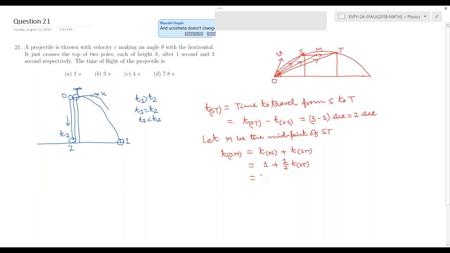So the reason is that u cos theta doesn't change. That is the reason, because the initial velocity with which this has been thrown, the condition of a projectile motion is that the horizontal velocity has to be uniform in the entire journey. So that is why it is equal. And another question I was expecting: how can I consider time as a vector? I can consider displacement as a vector, I can consider velocity as a vector, but how can I consider time as a vector?